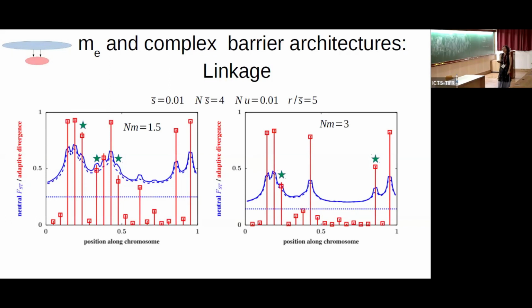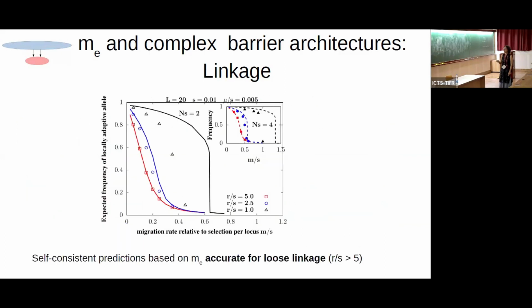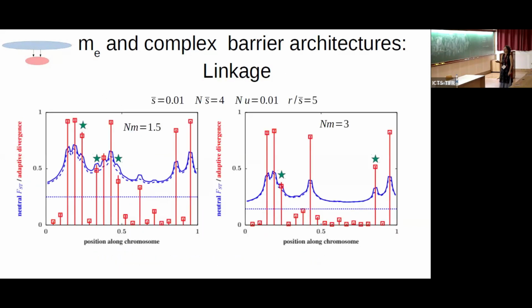And these loci have different effect sizes, so they're unequal effects, and R by s bar is 5, so this is the limit at which it starts breaking down, so somewhat loose linkage. I'm plotting the adaptive divergence, that is the allele frequency differences between the mainland and the island at each of these loci, which are different because the selective effects are different.